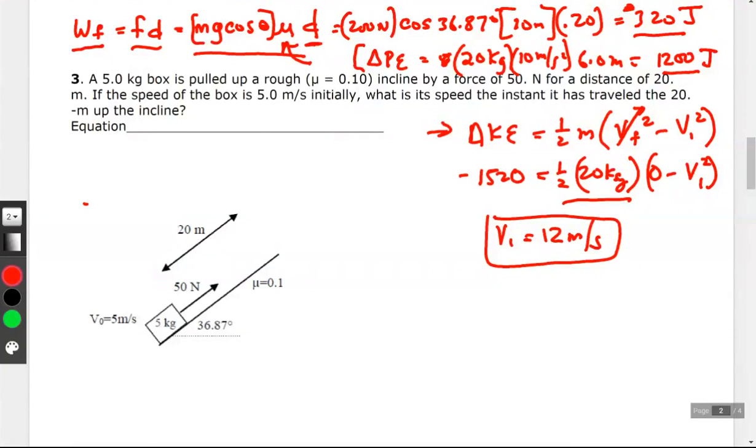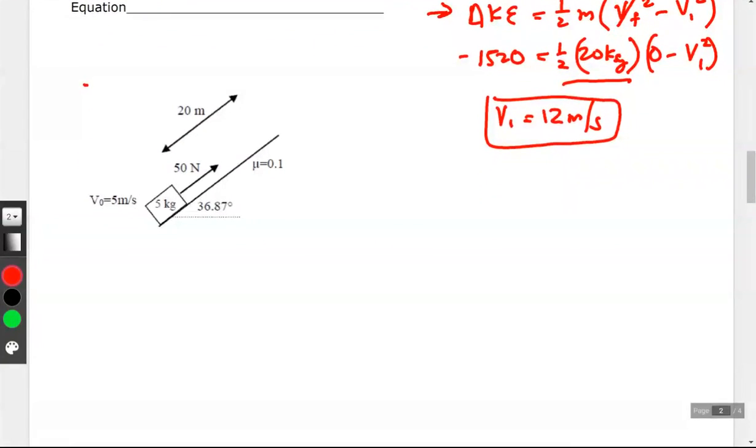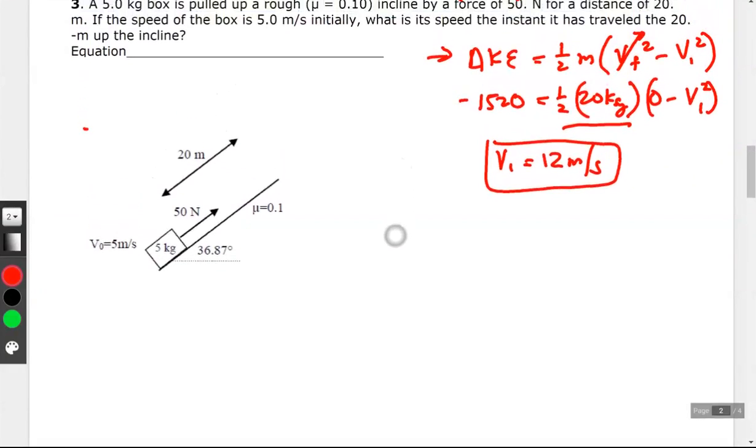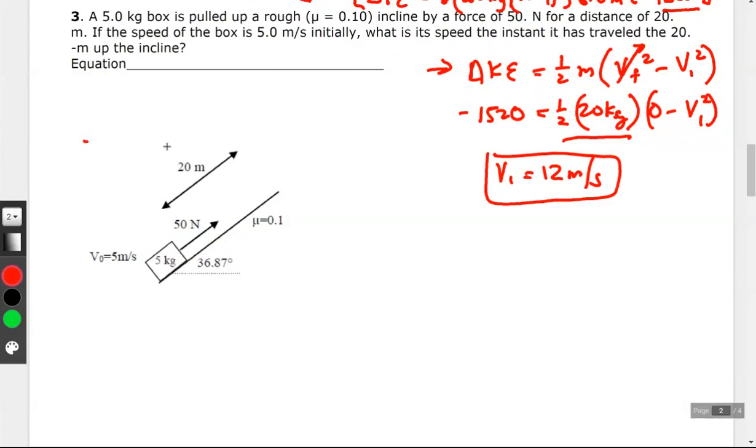This next one is a killer, so hang in there. You've got a 5 kilogram box. It's pulled up a rough incline by a force of 50 newtons, and it's pulled 20 meters. The speed of the box in the beginning is 5 meters per second. What is the speed the instant it's traveled 20 meters up the incline?